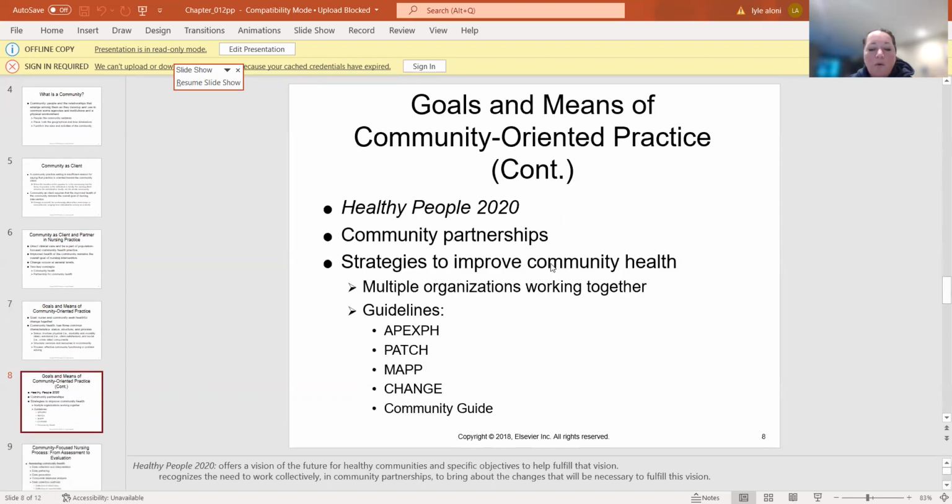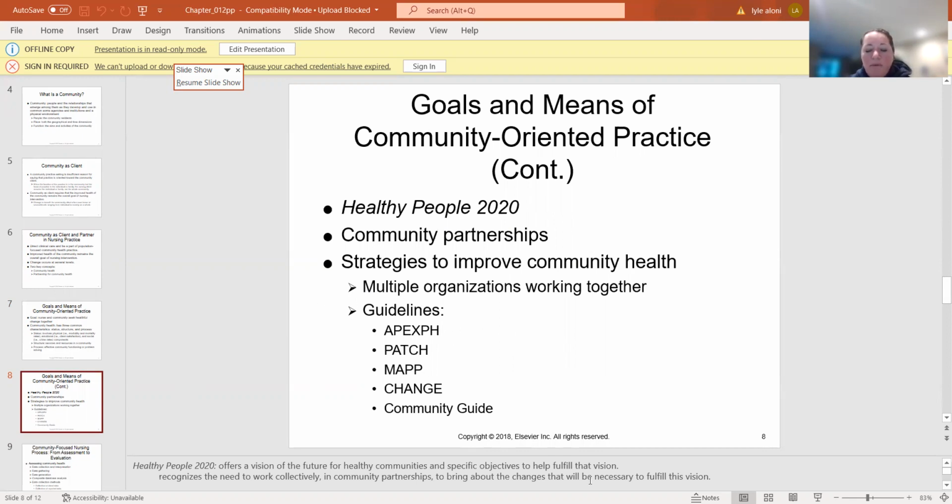So when we look at our goals and means of community-oriented practice, we look at Healthy People 2020. We know that this offers a vision for the future for healthy communities, with specific objectives that are going to follow that. It recognizes the need to work collectively in community partnerships. So that's an important part here. We have multiple organizations that work together. All of these are going to be your guidelines that are going to work to focus our community-oriented nursing practice.